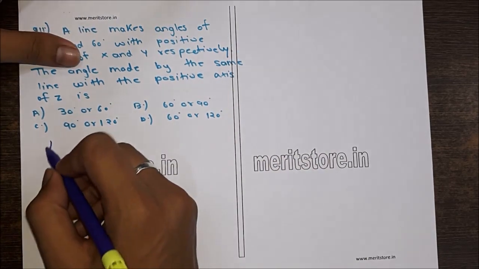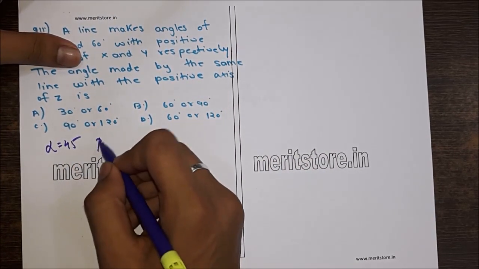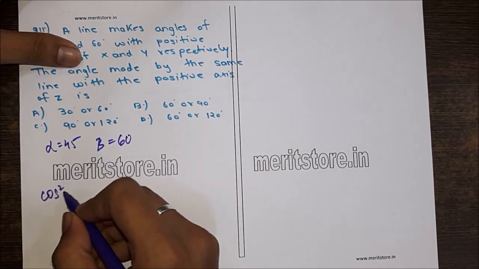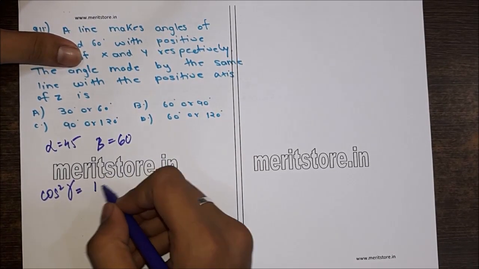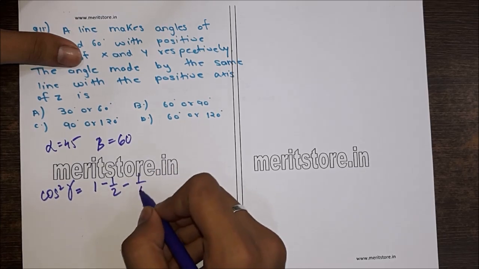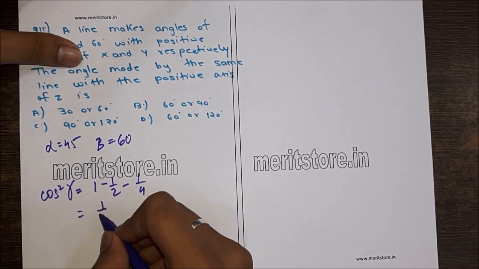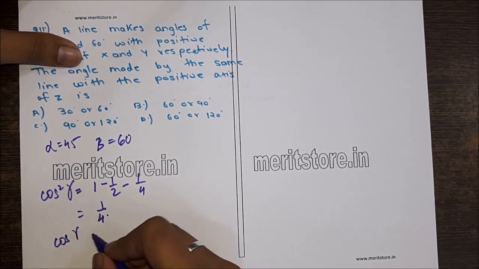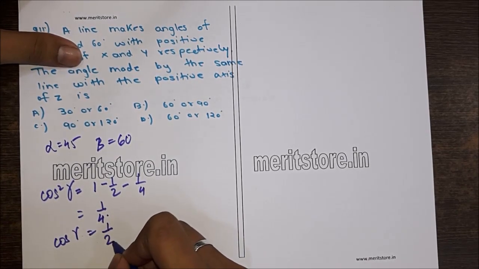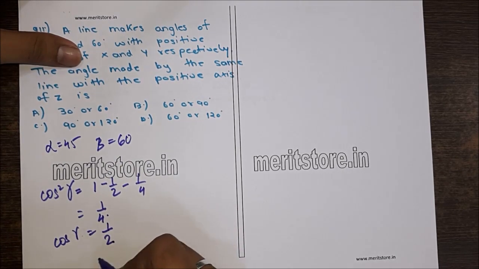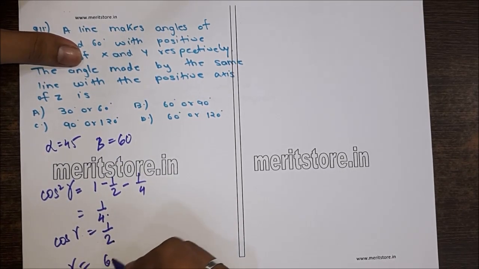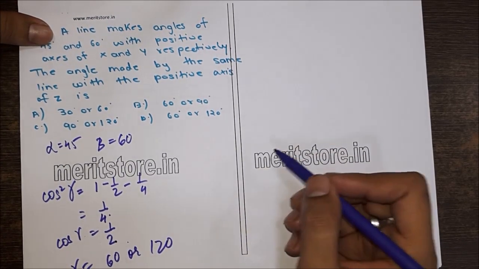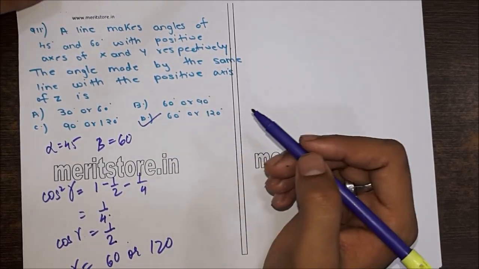Now given that alpha is equal to 45 and beta is equal to 60, we'll get cos square gamma is equal to 1 minus 1 by 2 minus 1 by 4, which is equal to 1 by 4. So cos gamma would be plus minus 1 by 2. So this would result where gamma would be 60 degrees or 120 degrees. So our correct answer is option D.